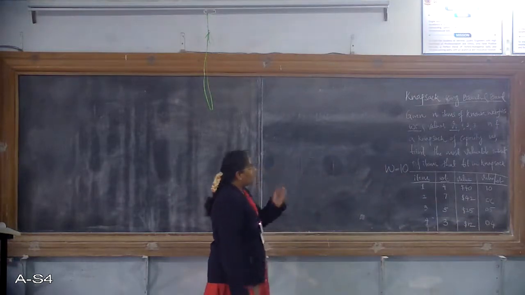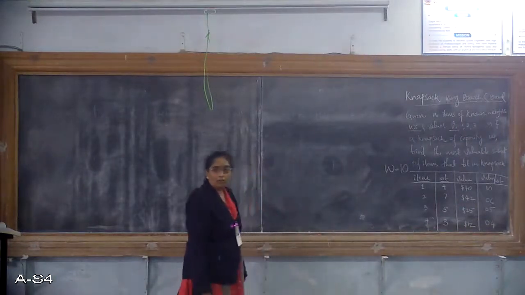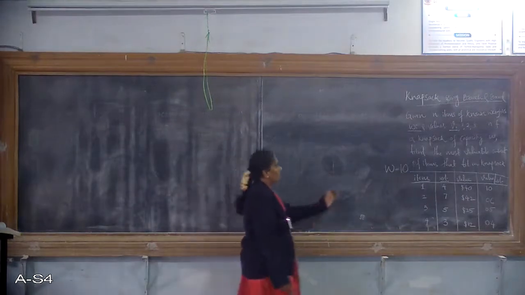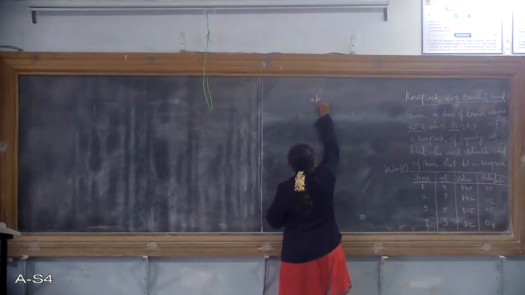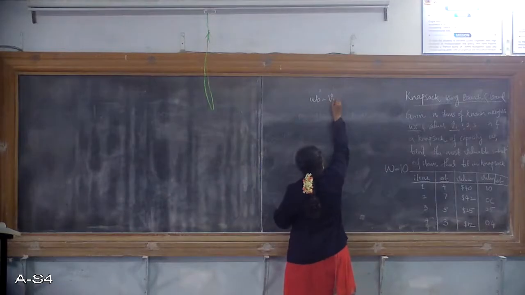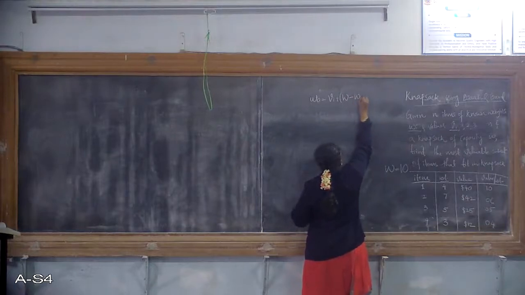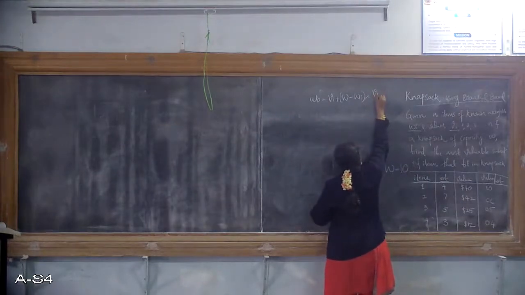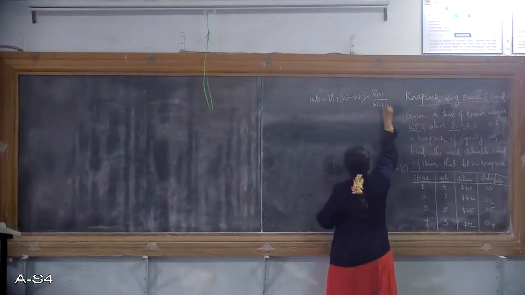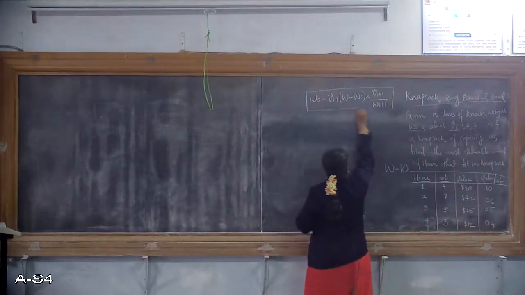We'll try to solve this using the branch and bound technique. Here we are going to make use of one formula to calculate the value of the upper bound: UB equals V of i plus (W minus W of i) times V of i plus 1 divided by W of i plus 1. This is the formula used to calculate the upper bound for each of the items.